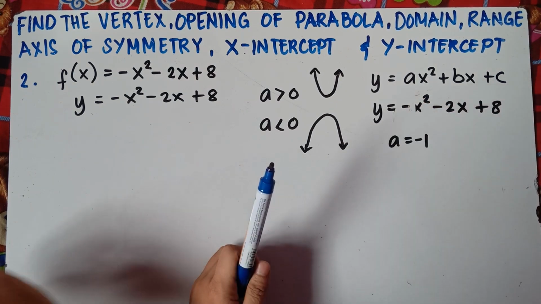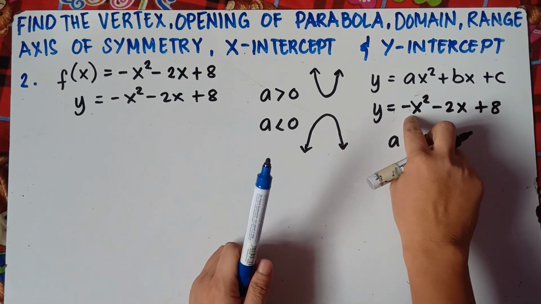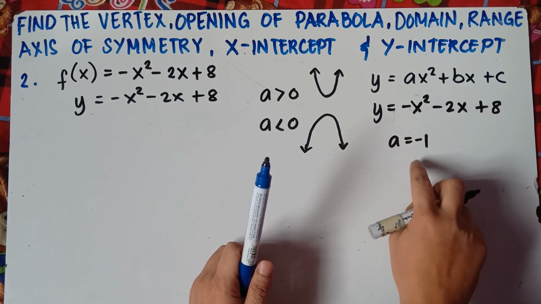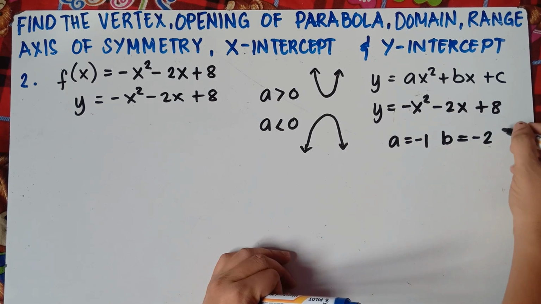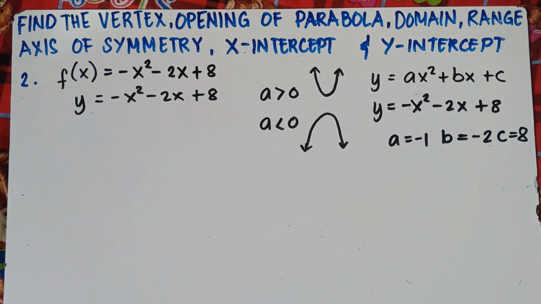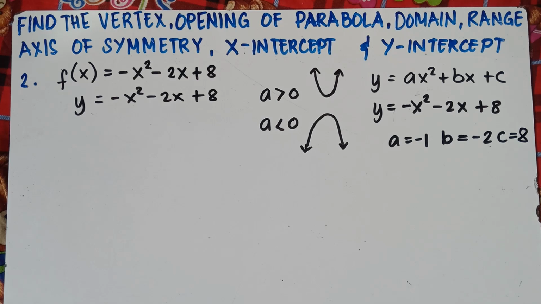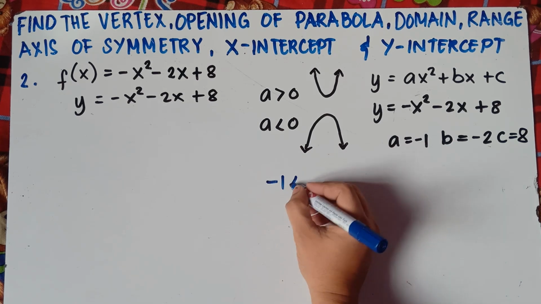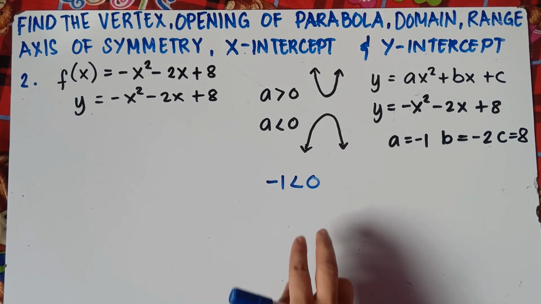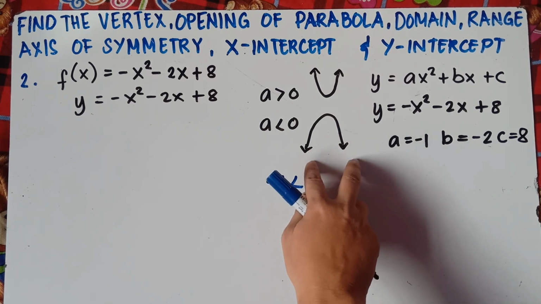Now you'll be asking, why is it negative 1, sir? Because understood there's a 1 beside x squared, and since this is negative, our a is negative 1. Our b is beside x, that would be negative 2. And our c is the constant, that's positive 8. So our a is negative 1. Is negative 1 greater than 0 or less than 0? That's correct, negative 1 is less than 0. Therefore, since our a is negative, our parabola opens downward.